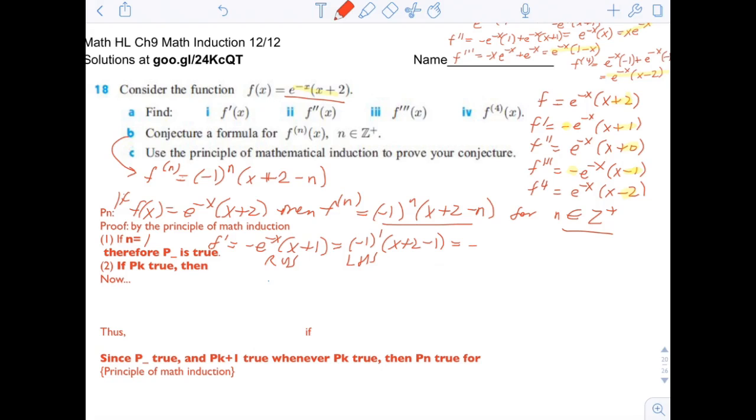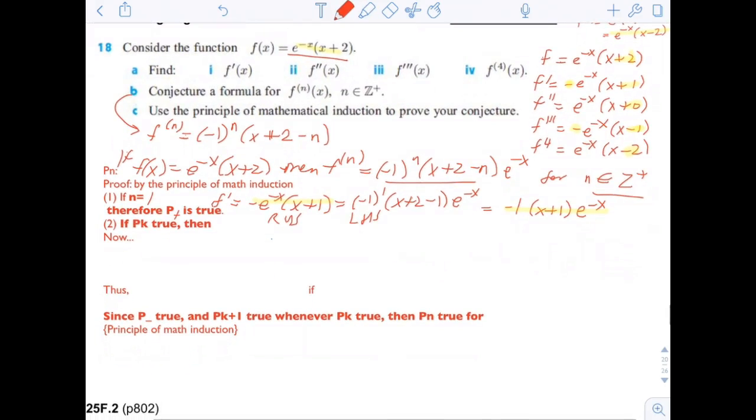So it'd be negative. Oh, I forgot something. Oopsie. I forgot that I have an e to the negative x multiplied here, right? So this is equal to negative 1, x plus 1, e to the negative x. And they are equal. Okay, so therefore P of 1 is true. If P of k is true, then, and now what we're going to do is rewrite this expression using n equals k. So we're going to have negative 1 to the k, x plus 2 minus k, e to the negative x.